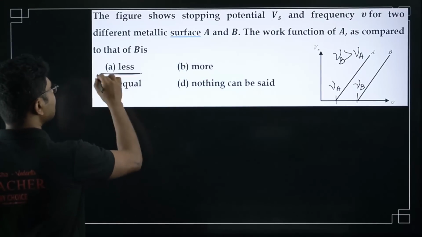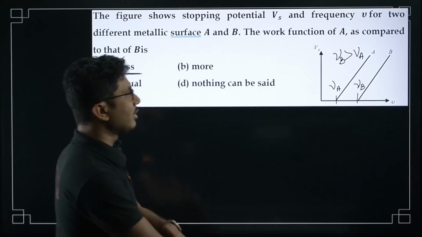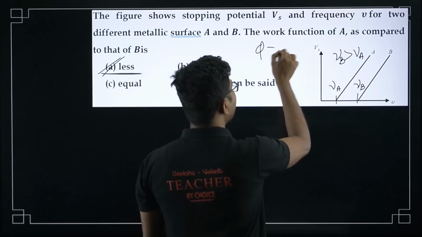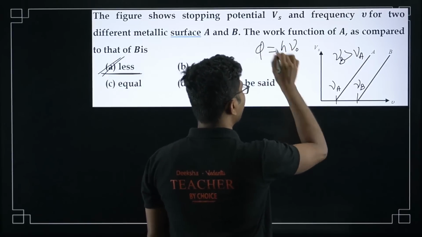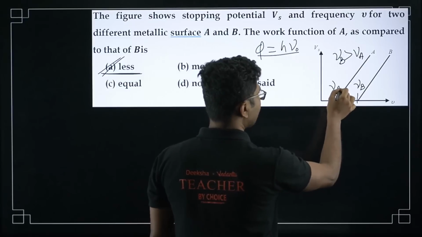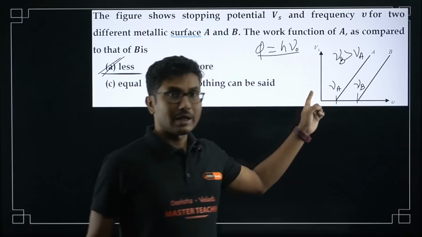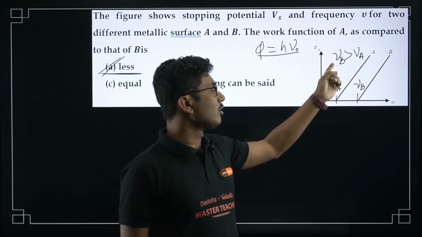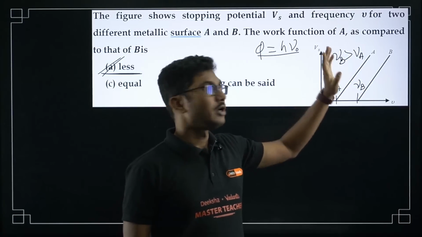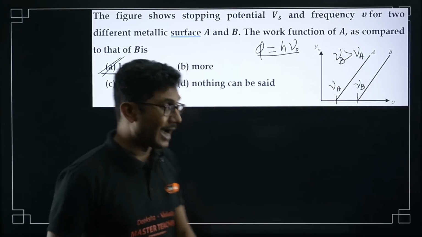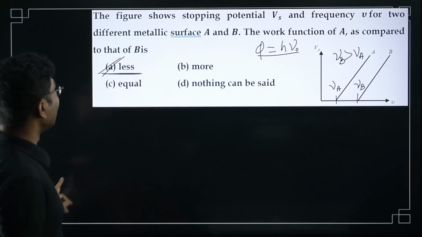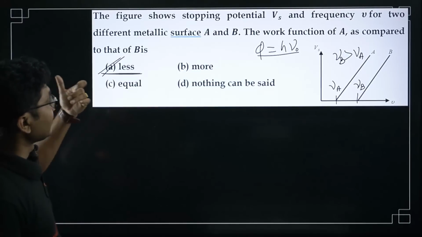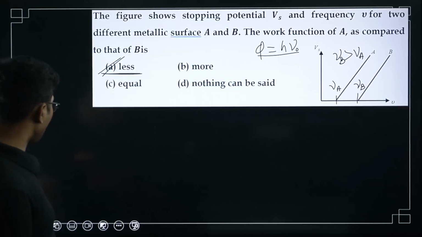Work function must be less than that of B, because work function is nothing but h nu 0. So nu 0 is this one. This one is nu 0 for A, this is the nu 0 for B. Because the value of nu 0 for B is more, it will have a higher threshold energy or work function.